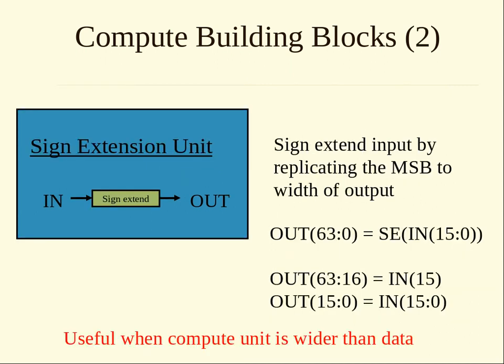All right, the sign extender. It extends the input by replicating the most significant bit to the width of the output. We haven't gotten to why this works. We will, but we haven't gotten to why just extending the most significant bit works. Bits 63 to 16 are just bit 15, and the rest are the rest. I just realized I haven't told you what this does. What it does is it takes a 16-bit number and turns it into a 64-bit number.